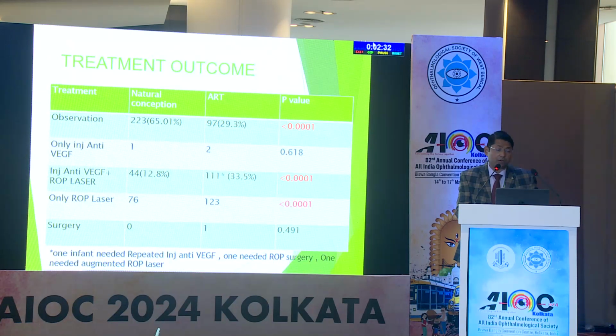Treatment outcome: we saw that on observation, 65% of babies in the natural conception group got resolved, but in ART only 29%. Only with anti-VEGF treatment, 2 babies recovered in ART. Conventional anti-VEGF and ROP treatment were given, which ART babies needed more of, 33% compared to natural conception. Only laser was required, but it is again more in ART compared to the conventional babies.